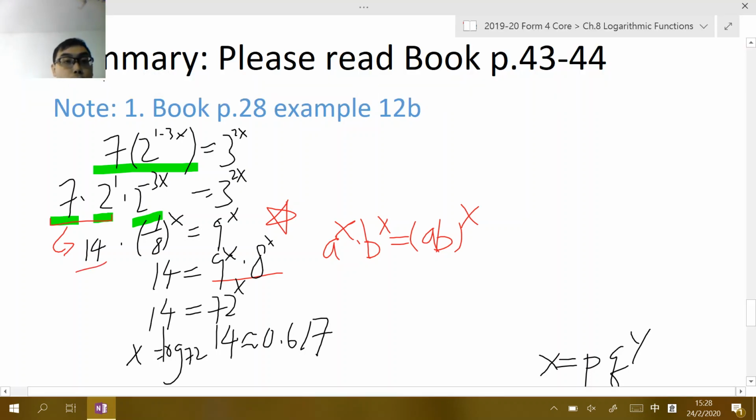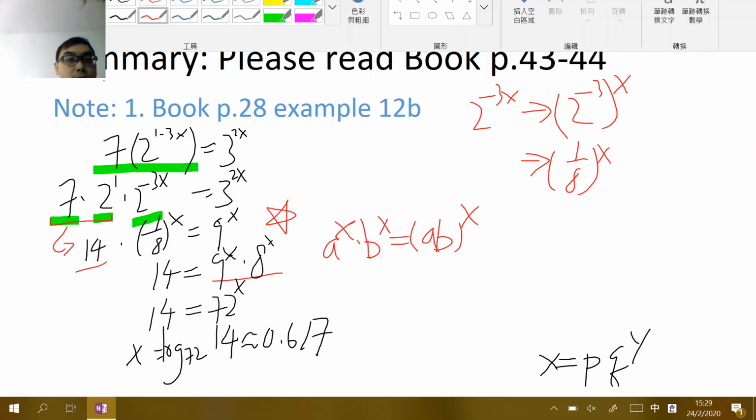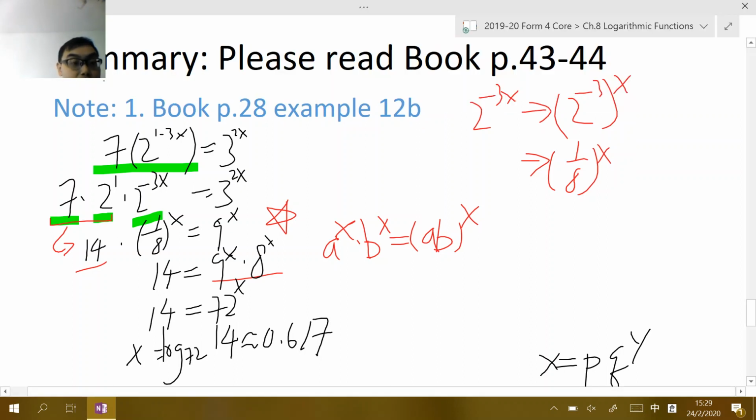And then for 2 to the power negative 3x, please remember that you can first make it 2 to the power negative 3 and then to the power x. Then you can see 2 to the power negative 3 is just 1 over 8, because it equals 1 over 2 to the power 3, which is 1 over 8. That means I can write it like this. After you have written it like this, you can see that now the equation, all the sides will only have 3 terms: 14, 1 over 8 to the power x, and 9 to the power x.